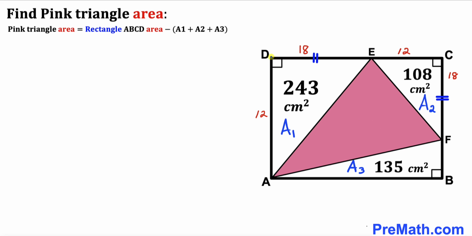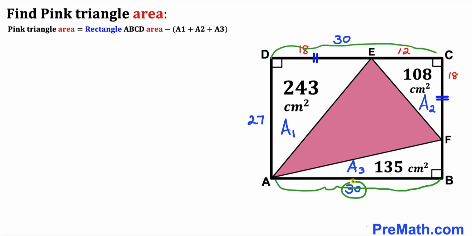And now we can see that this whole length DC is going to be 18 plus 12, and that is going to give us 30. If this side length of the rectangle is 30, then this side length AB is going to be 30 as well. So therefore the length of this rectangle turns out to be 30, and the width is 27.